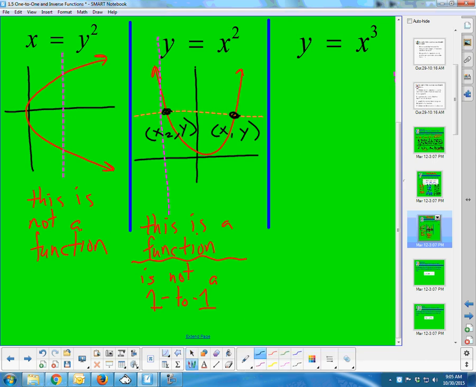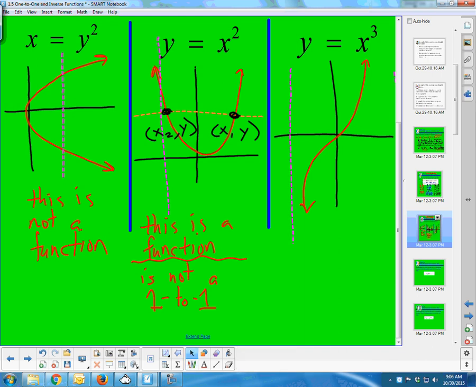Our third example, the cubic function, which roughly looks like this. And we apply our tests. I start with the vertical line test, check how many intersections I have. It passes.